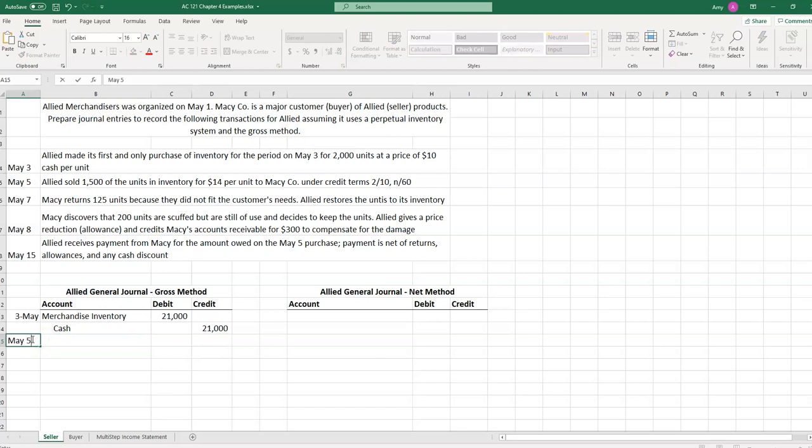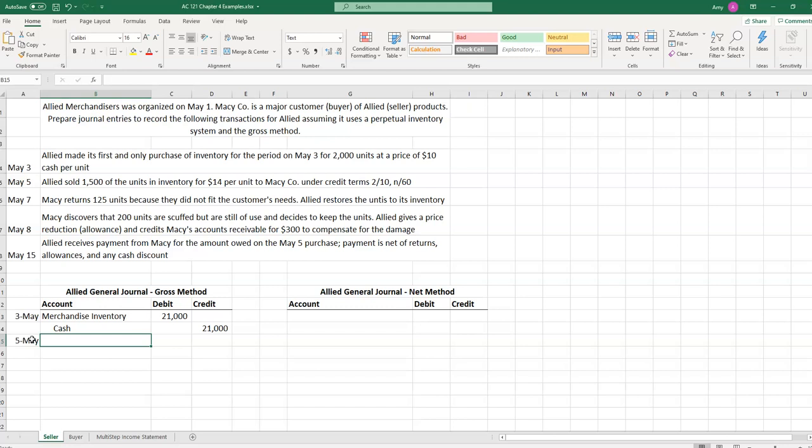May 5th, Allied sold 1,500 of the units in inventory for $14 per unit to Macy Company under credit terms 2/10, n/60. So those credit terms say that if they pay within 10 days, we give them a 2% discount. Otherwise, their entire balance is due in 60 days. That's what the N60 is, net 60.